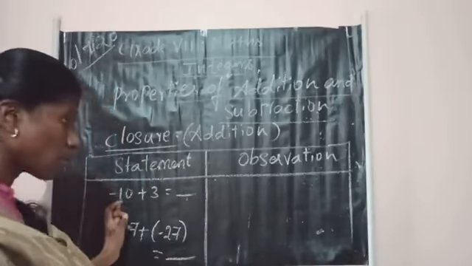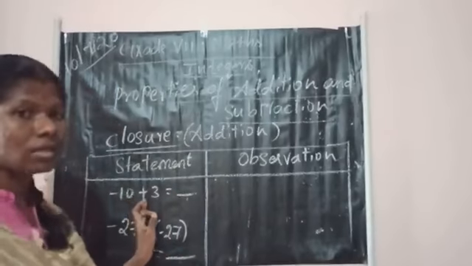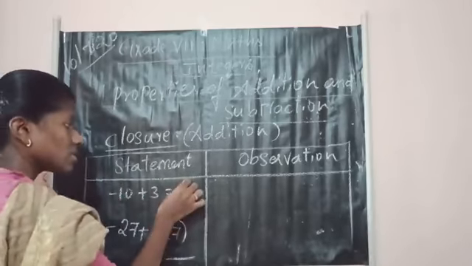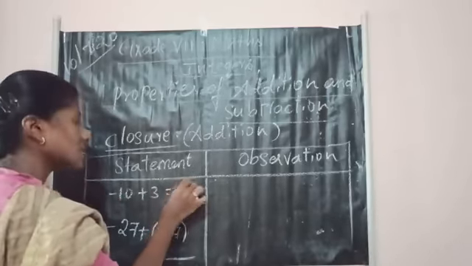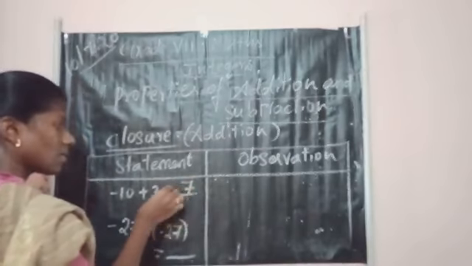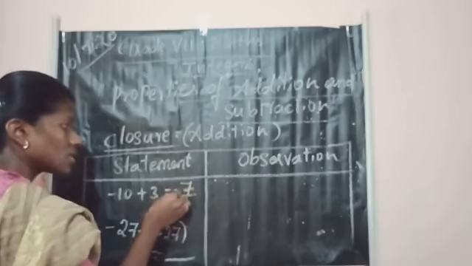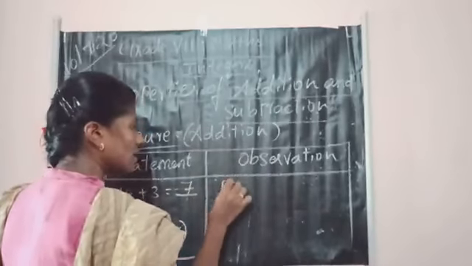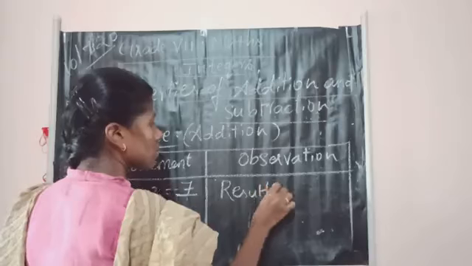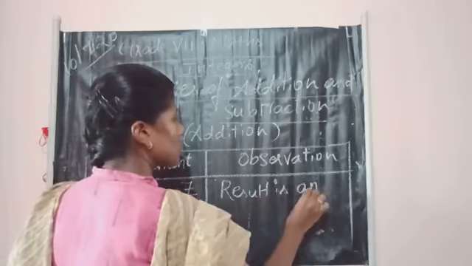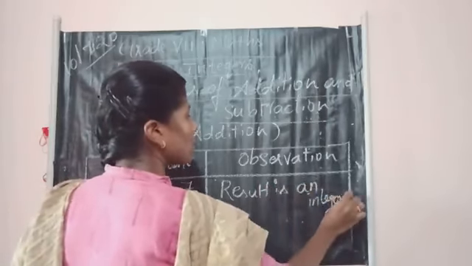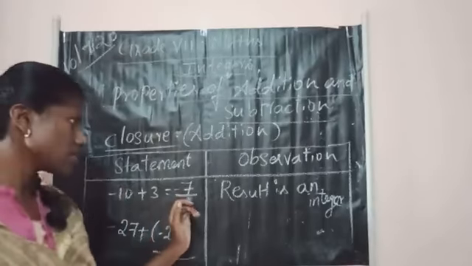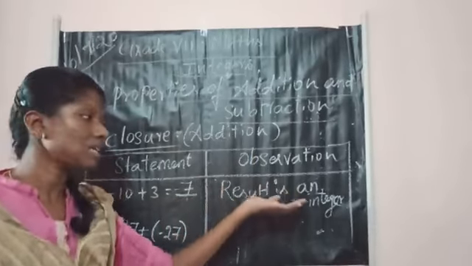So the first problem is minus 10 plus 3. If the signs are different, you have to subtract. That is 10 minus 3, 7, and the largest number's sign is minus. So what is the result? The result is minus 7. Therefore, in the observation, you have to write that the result is an integer. You have to check whether the result is an integer or not. When you simplify, the answer is minus 7. Therefore, when you observe, the result is an integer.